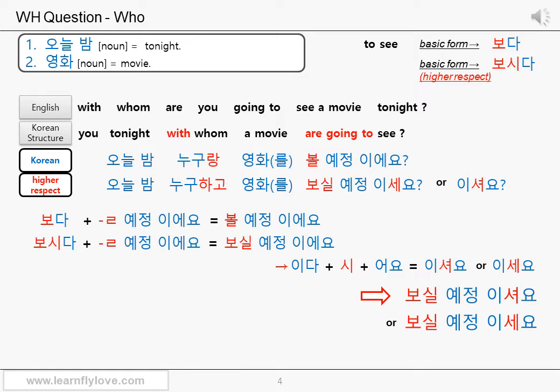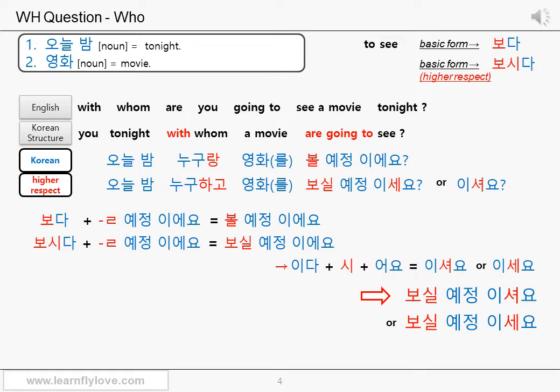Let's make a little bit more complicated sentence then. With whom are you going to see a movie tonight? Who are you going to see a movie with tonight? Whatever the English sentence is, it doesn't matter. It's a bit longer sentence, but you can still make it based on what you've learned so far. There's one thing you should know though. In English, go to a movie means go to see or watch a movie. But in Korean, you must use the verb see or watch. Keep that in mind.